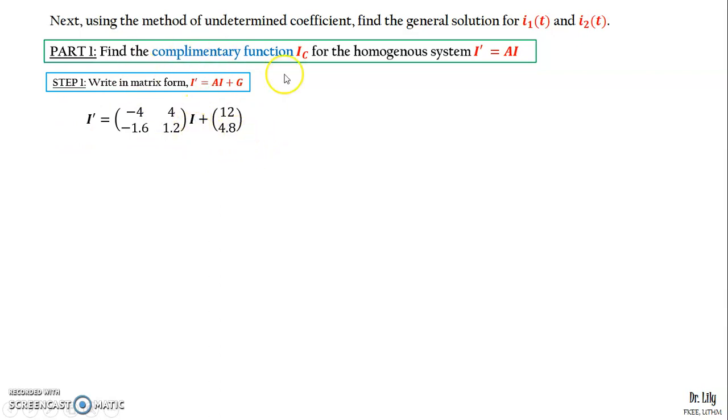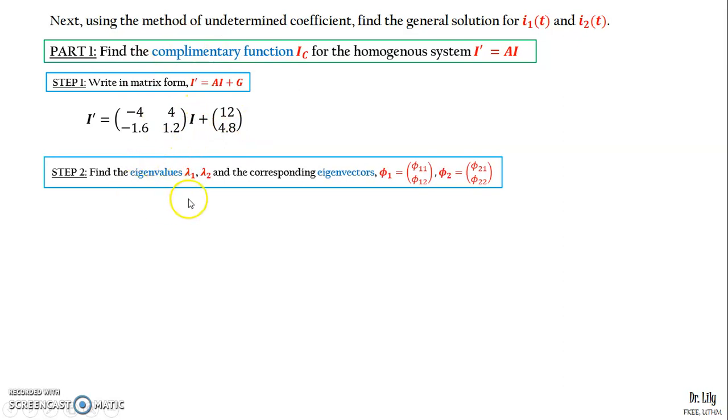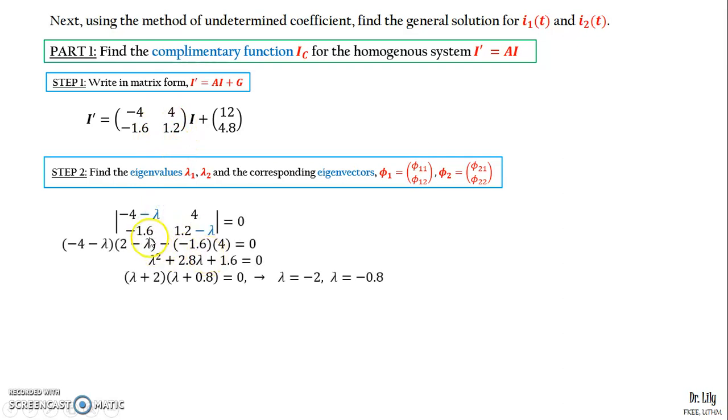And then based on the matrix form, kita carikan dia punya eigenvalue. Okay, so untuk eigenvalue, macam biasa daripada matrix ni, elemen A11 and elemen A12, A22, kita kena minuskan dengan lambda. So you gantikanlah negative 4 minus lambda, sini 4, sini negative 1.6, sini 1.2 minus lambda. And then after that, kita carikan determinant value dia. In order to find the value of lambda, the determinant value must be equal to 0. Okay, so negative 4 minus lambda multiply dengan 1.2 minus lambda minus negative 1.6 minuskan dengan 4.